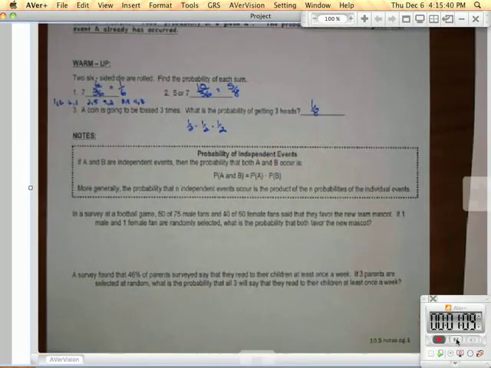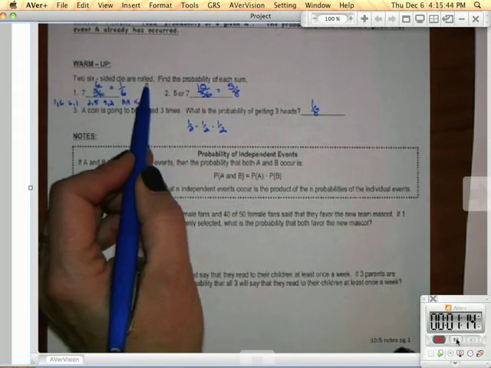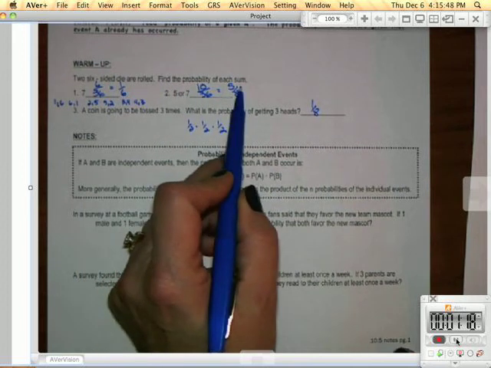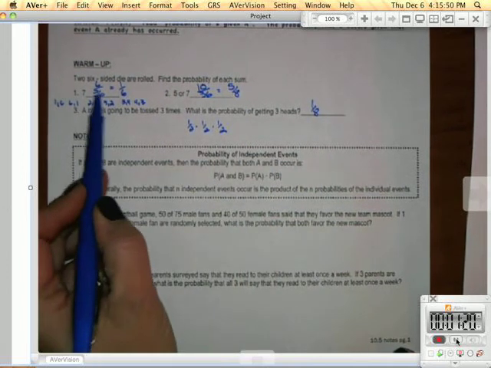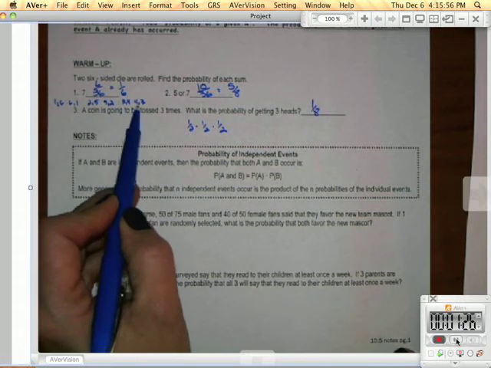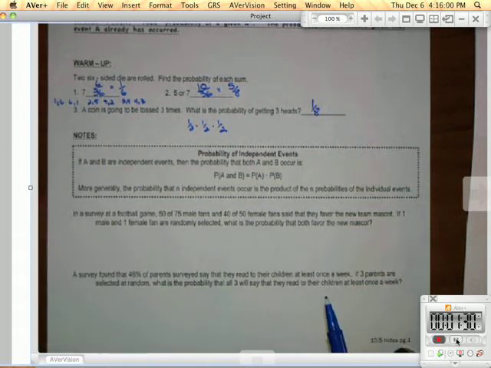So this is what you should have gotten. Two six-sided dice are rolled. This is just like the homework that you did in 10.4. Find the probability of each sum. The denominator, the total combinations, is 36 when you have two dice. And these are the different ways you could get a total of 7. There are 6 ways out of 36, so that's 1 over 6.